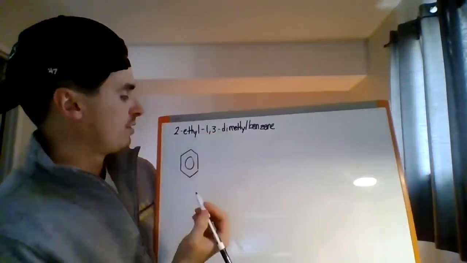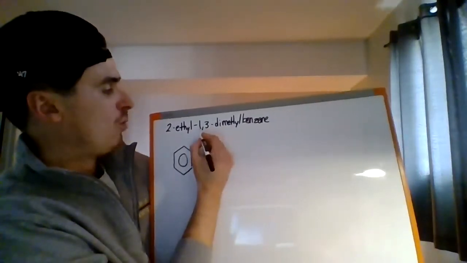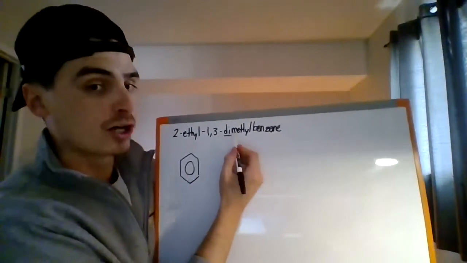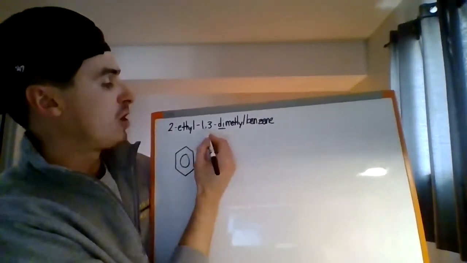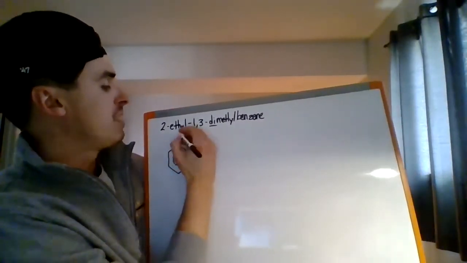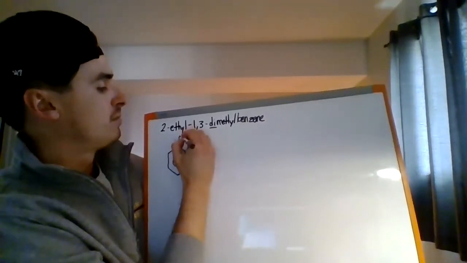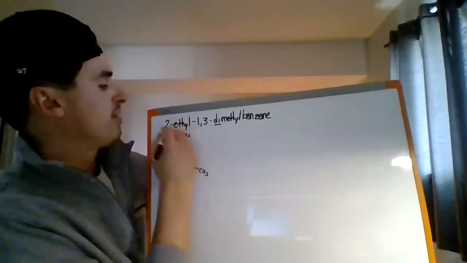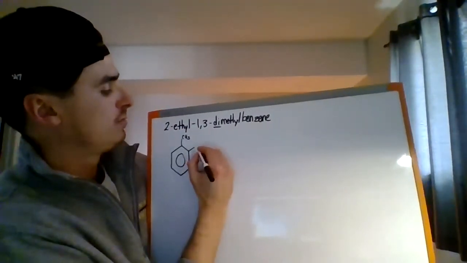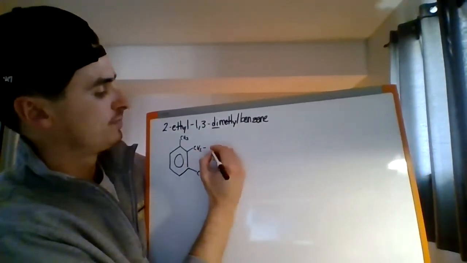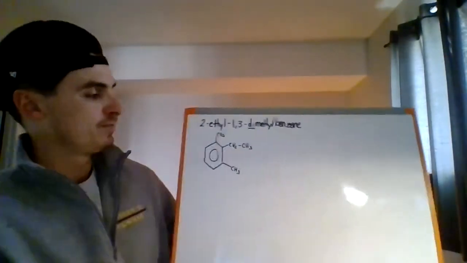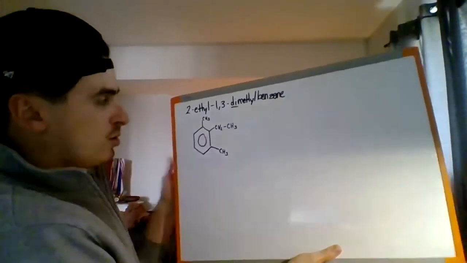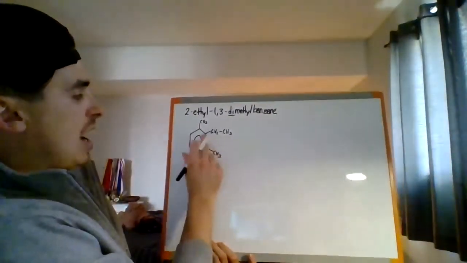So the 2-ethyl is on carbon 2, 1,3-dimethyl. Di means 2. It means there are 2 methyls. They are on carbons 1 and 3. So I got a methyl here and a methyl here. And then I've got an ethyl on 2 that looks like this. Perfect.